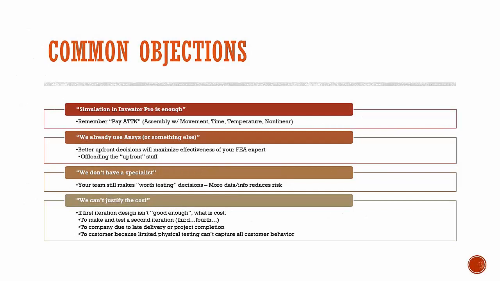So the common objectives, as I just pointed out, we have, remember, PAY, ATTM, which is basically assembly with movement, time, temperature, and nonlinear. These are the key areas that we focus on in Nastran, and the key differentiators between an Inventor FEA and Nastran plus Fusion 360.